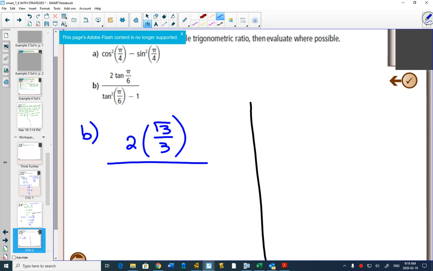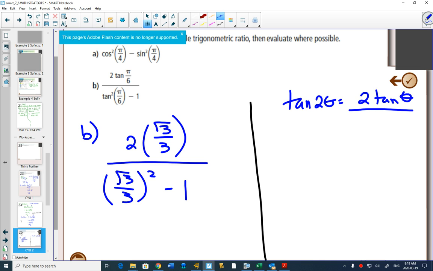Tan of pi over 6 is root 3 over 3, so we'd have root 3 over 3 squared minus 1. This is option 1, and then you just have to use your skills with fractions to write that as a single fraction. Not bad, doable. Option 2 is look at your formula for tan. Our formula for tan, though, tan of 2 theta is 2 tan theta over 1 minus tan squared theta.